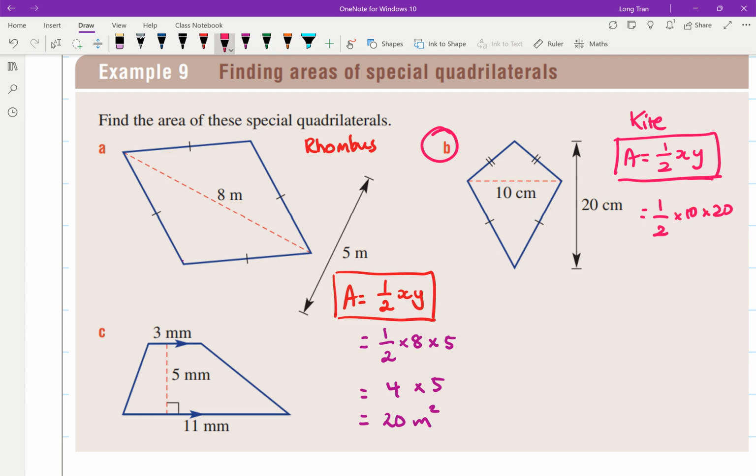So here's half, multiply to 10, multiply to 20. Let's do our maths. Krish, half of 10. 5. 5 times 20. Let's go with Cooper. 5 times 20. 100. But do we leave our answers as 100?